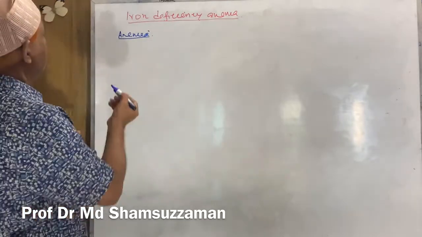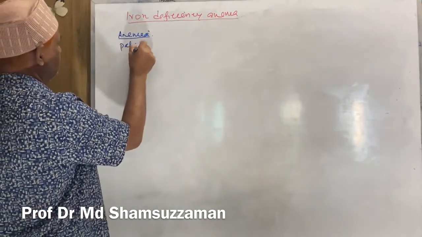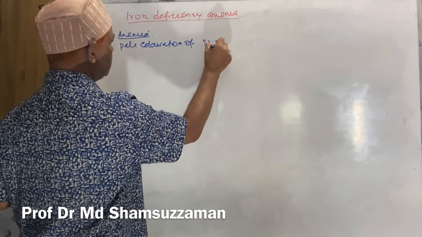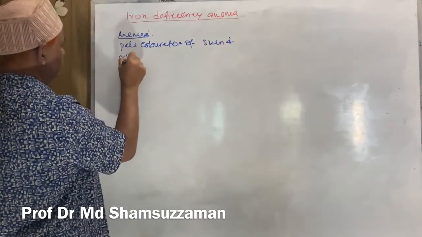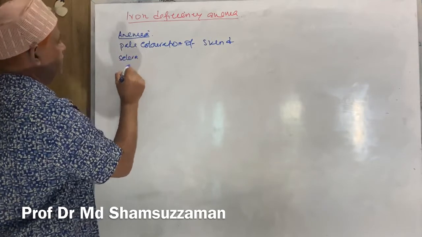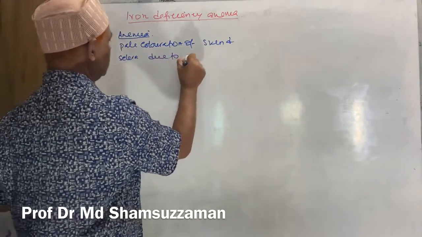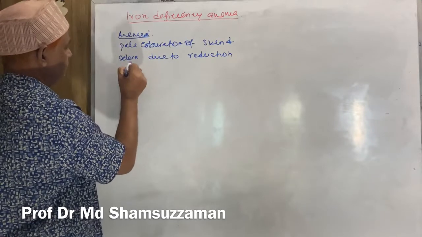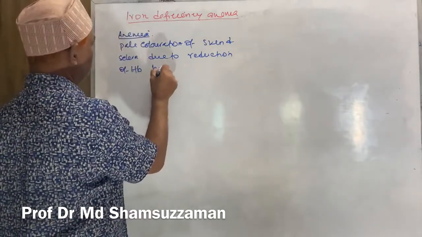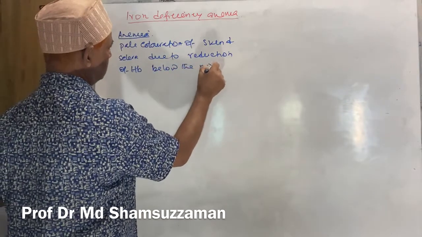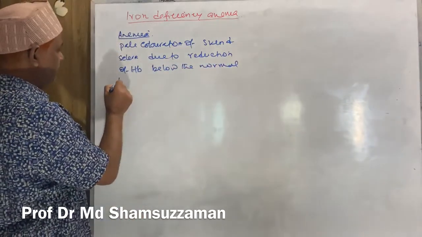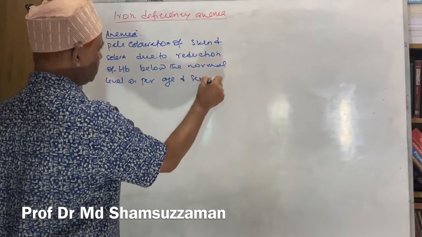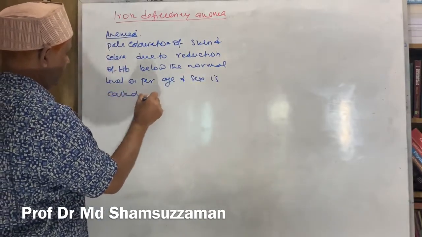What is anemia? Pale coloration of skin and sclera due to reduction of hemoglobin below the normal level as per age and sex is called anemia.